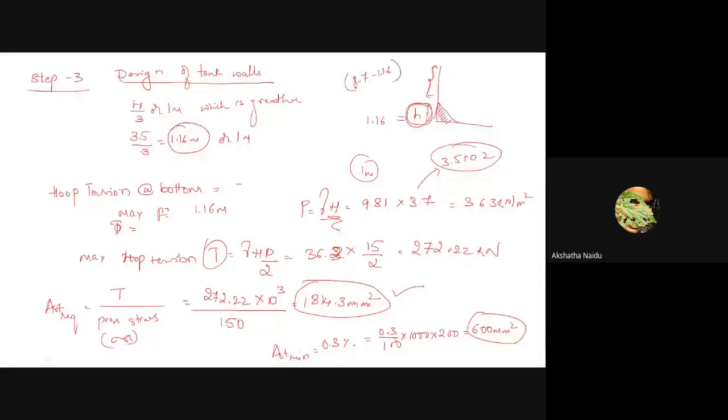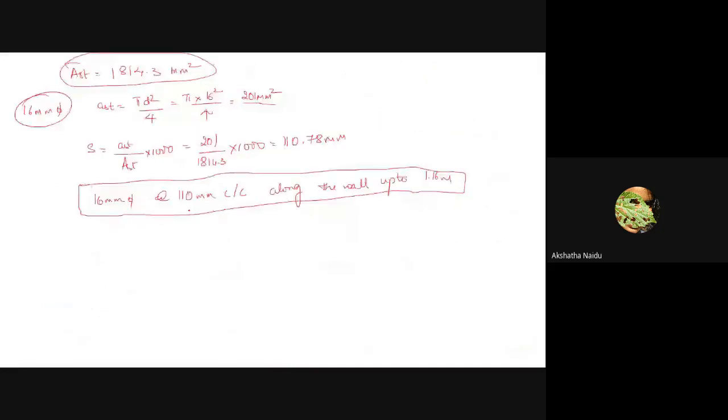Sir, is there any check for the spacing? Yes, it should be lesser than 300. Spacing should not be greater than 300. Okay, for slabs according to IS 456 it should not be greater than 300 mm. It should always be lesser than 300 mm. Okay, sir.